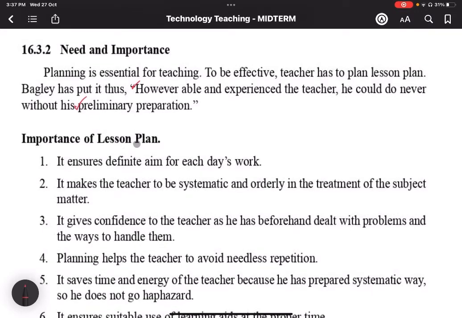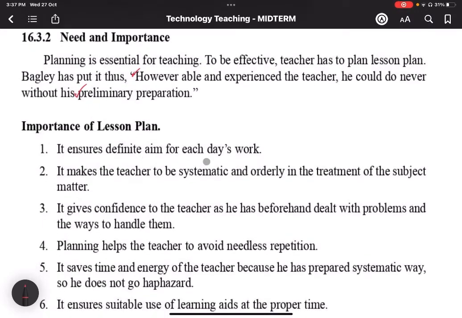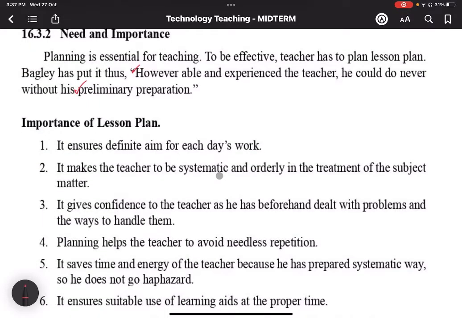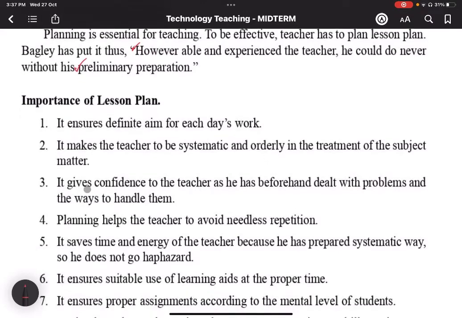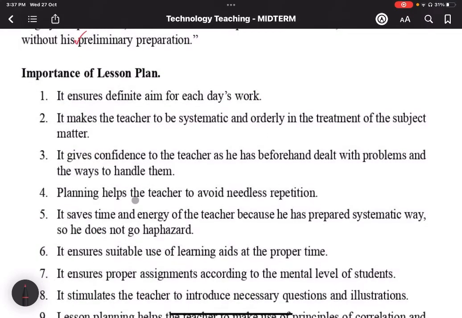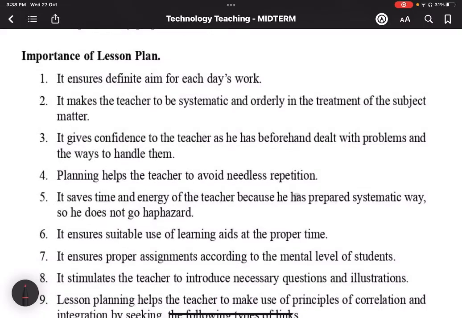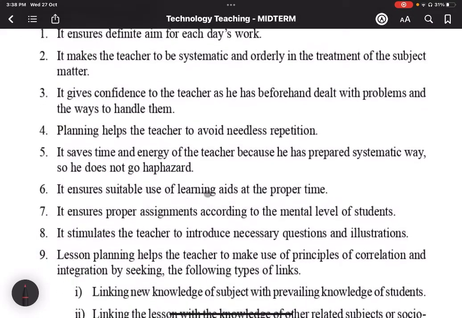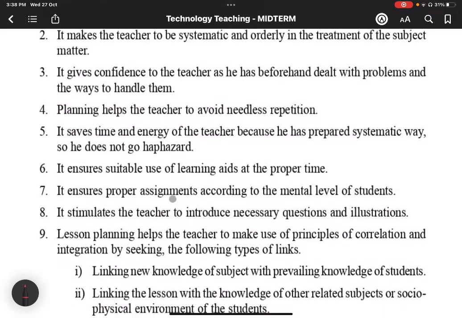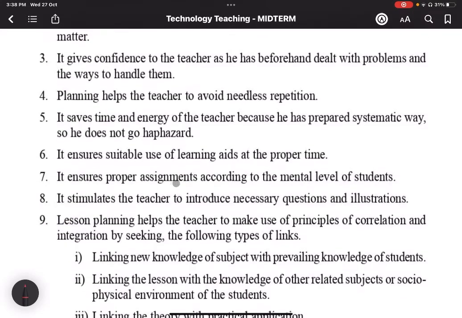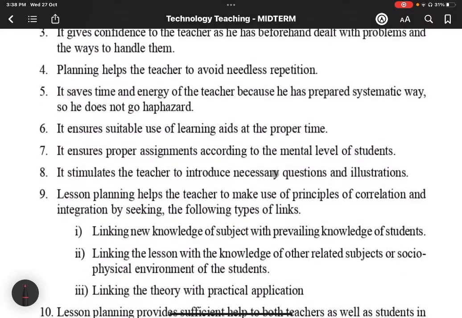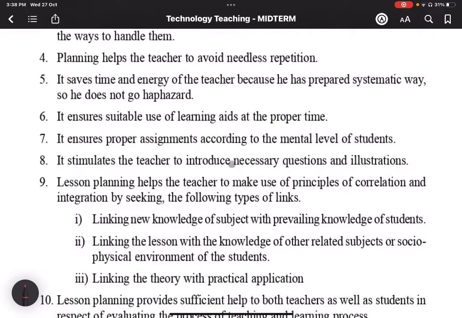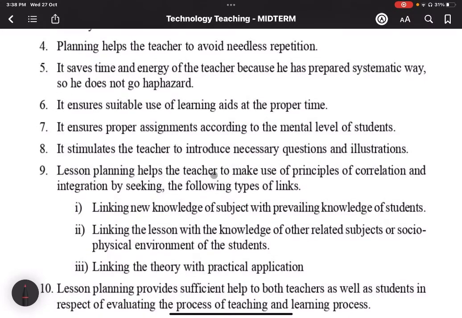The importance ng lesson plan, it ensures definite aim. It makes the teacher to be systematic and orderly. It gives confidence. Planning helps the teacher avoid needless repetition. It saves time and energy. It ensures suitable use of learning aids at the proper time. It ensures proper assignments according to the mental level of students. It stimulates the teacher to introduce necessary questions and illustrations.